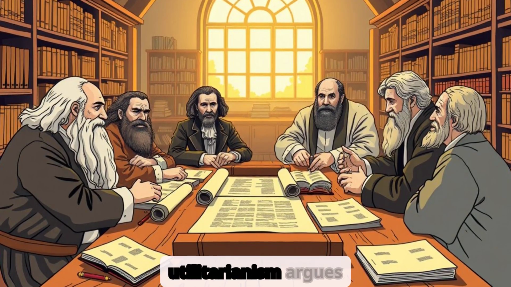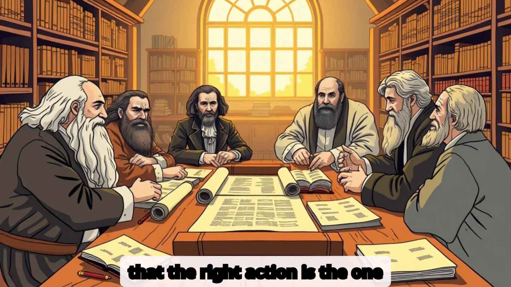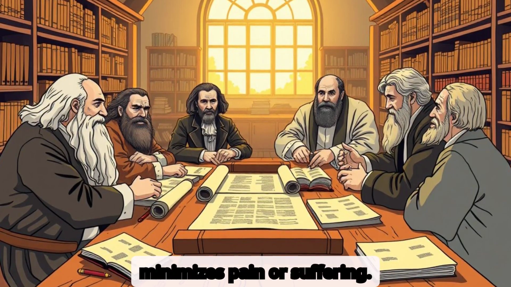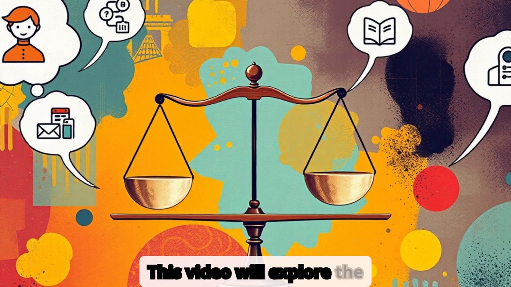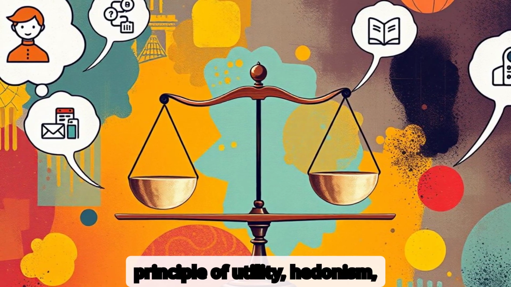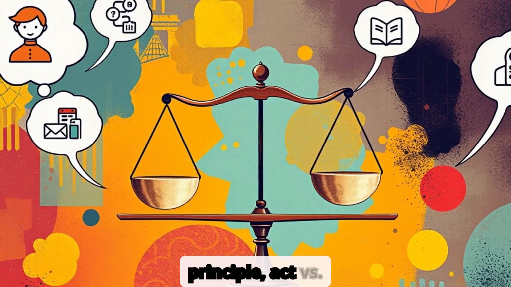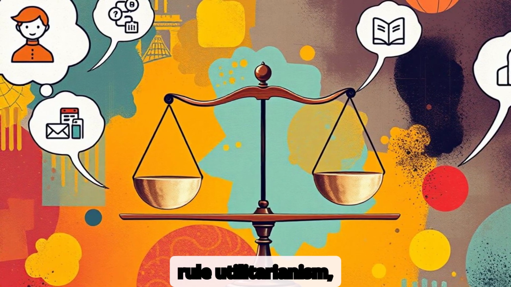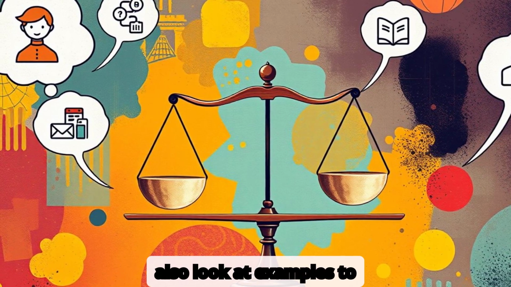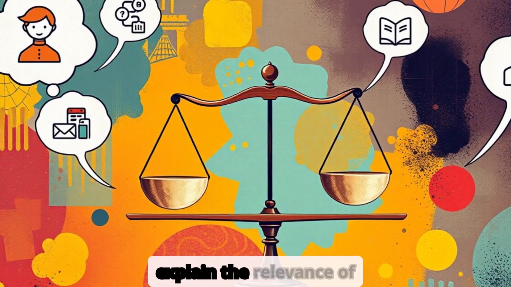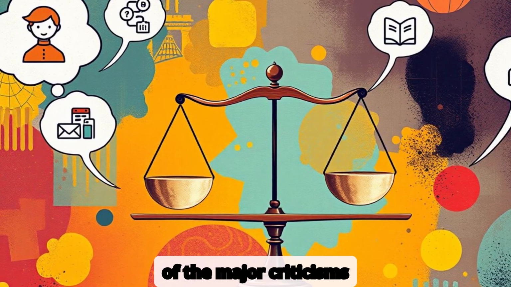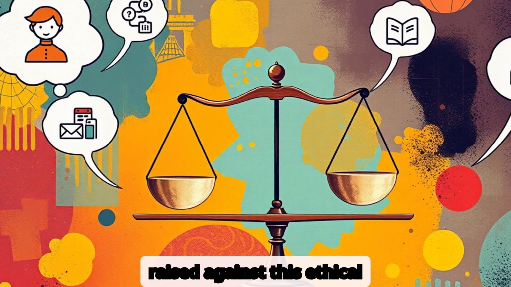Specifically, utilitarianism argues that the right action is the one that maximizes overall happiness or pleasure and minimizes pain or suffering. This video will explore the key concepts of utilitarianism, including the principle of utility, hedonism, the greatest happiness principle, act versus rule utilitarianism, and utilitarian decision-making. We will also look at examples to illustrate these ideas, explain the relevance of utilitarianism in everyday life, and examine some of the major criticisms raised against this ethical theory.